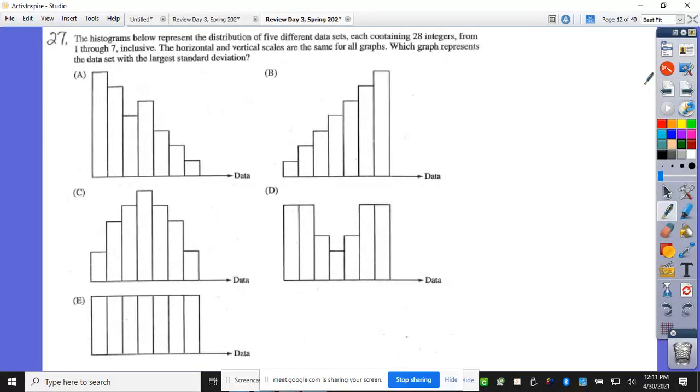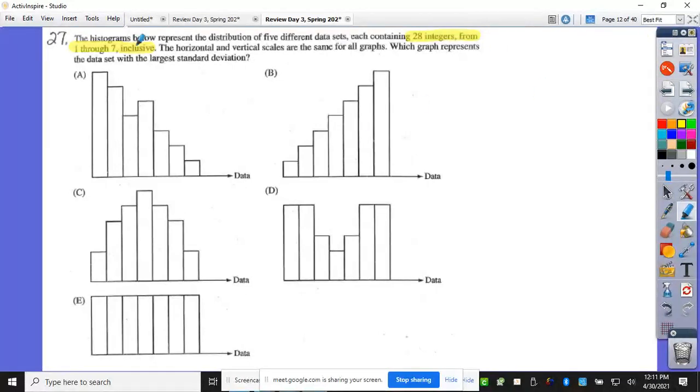All right, so the histograms below represent the distribution of 5 different data sets, each containing 28 integers from 1 through 7 inclusive. I am going to talk outside of this problem because I would imagine you would see something like this, and I want you to understand what the problem is saying right there, so that you at least feel okay about that part and aren't distracted by it.